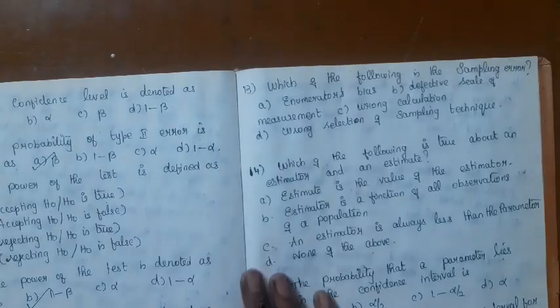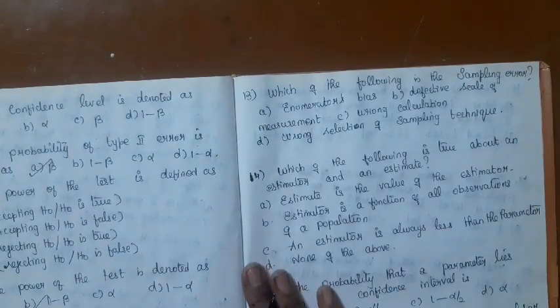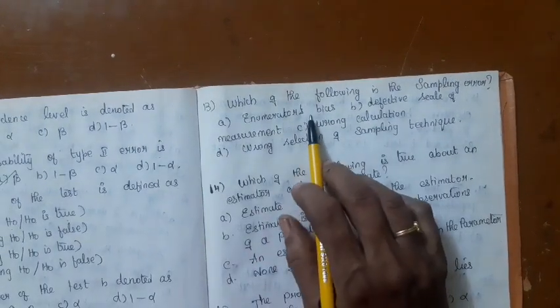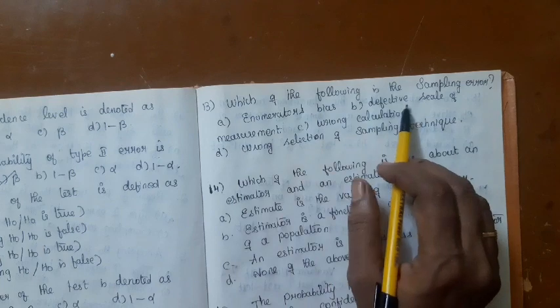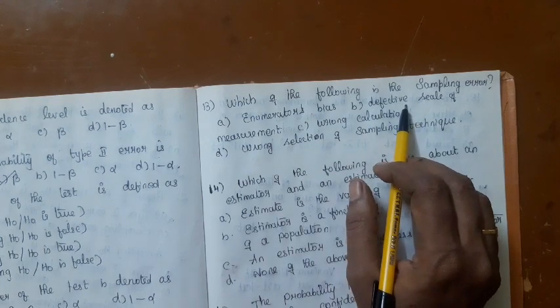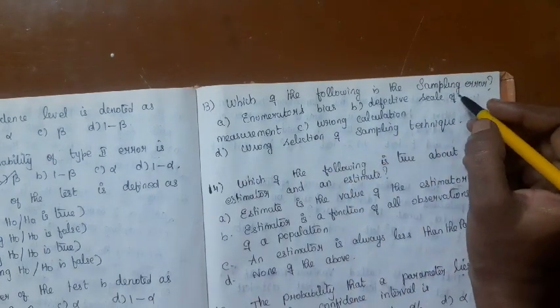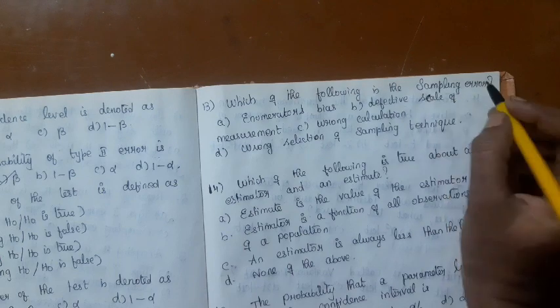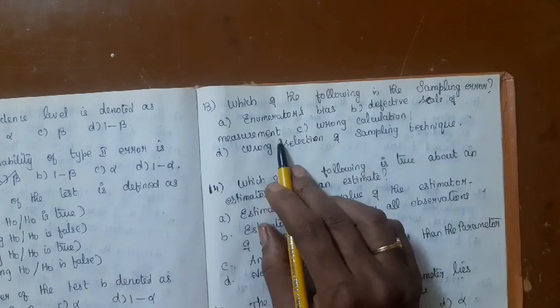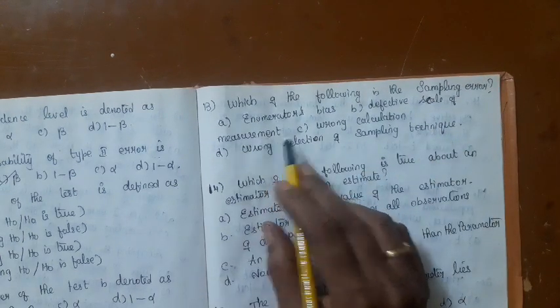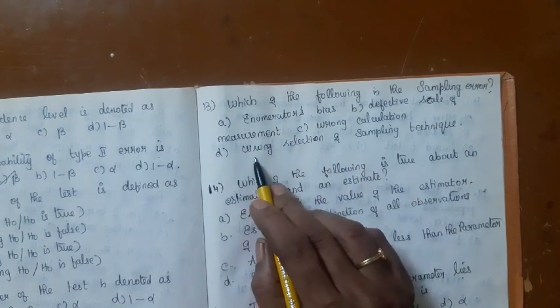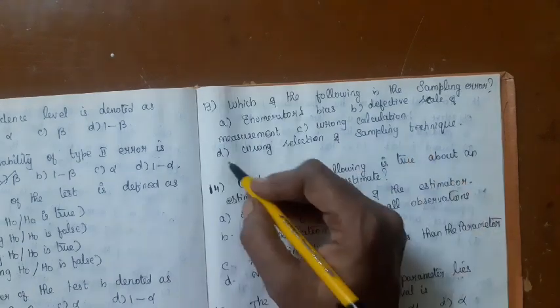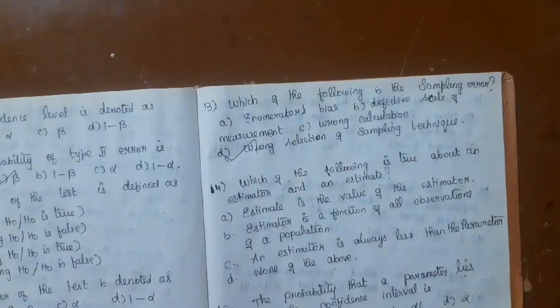Which of the following is the sampling error? Enumerator's bias, where the person collecting the data commits some error, is non-sampling error. Defective scale of measurement is measurement error, non-sampling error. Wrong calculation is also non-sampling error. Wrong selection of sampling technique is the sampling error.